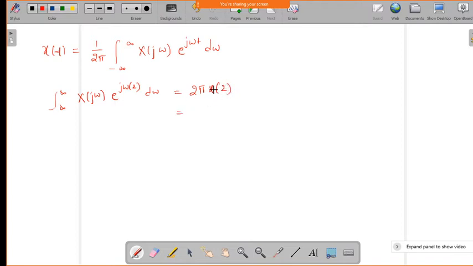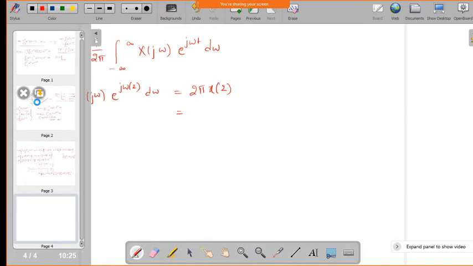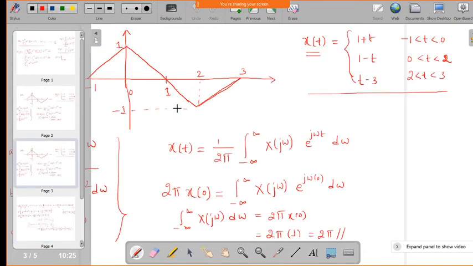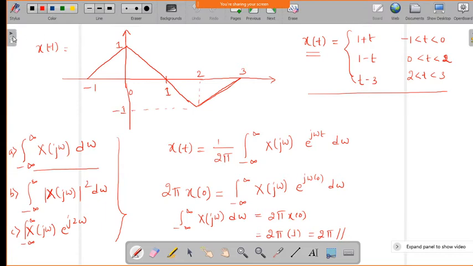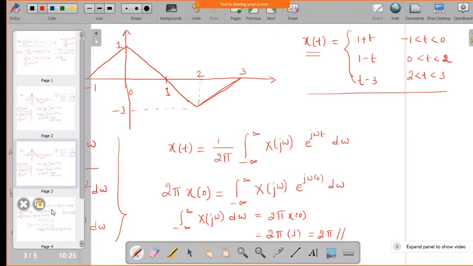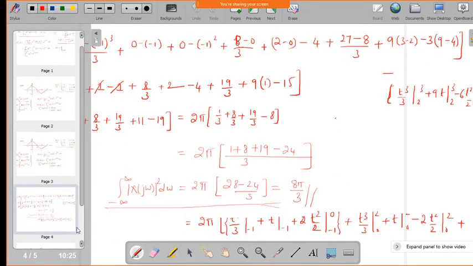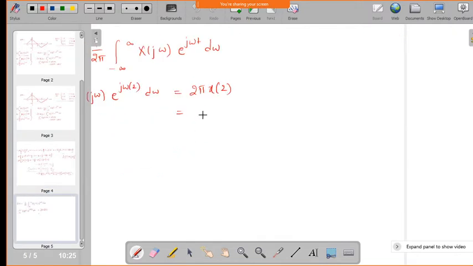Now what is the value of x of 2? See the figure. x of 2 is the value minus 1. So put the value minus 1 and we will get the result. This is the value we need to compute. So 2 pi into x of 2, which is minus 1, will be equal to minus 2 pi. This is the value we needed to compute. Is it understood? Any doubt?